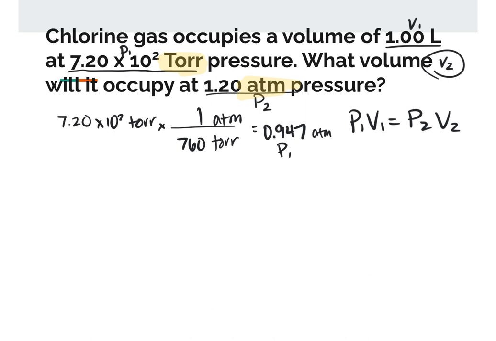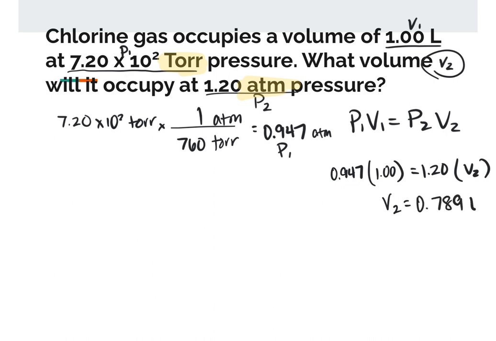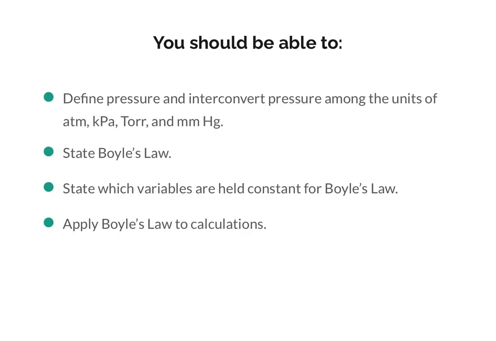So now I have 3 of my 4 variables. So I have 0.947 atmospheres. My volume is 1.00 liters. My new pressure is 1.20 atmospheres, and I don't know what my new volume is. That's my unknown. I can find that V2 is equal to 0.789 liters, and that number of sig figs is good. So hopefully by now you understand those basic conversions and you're able to do some simple Boyle's law calculations.